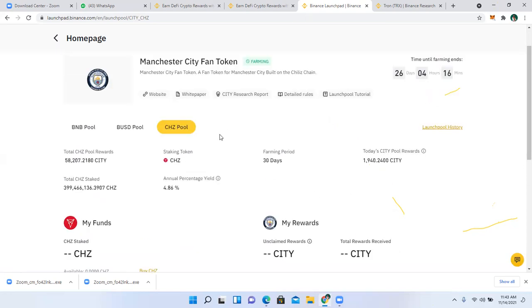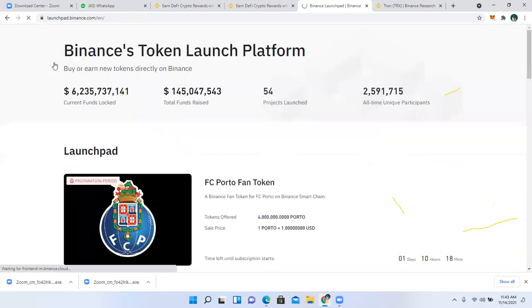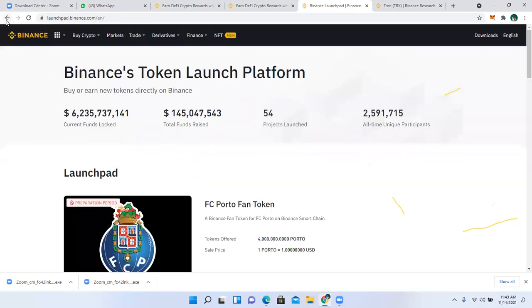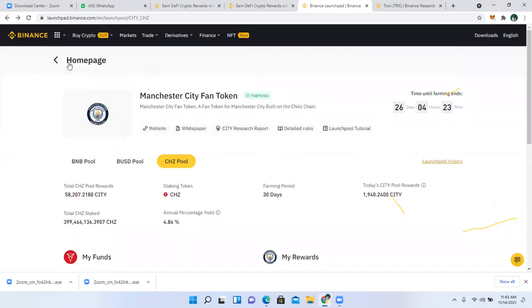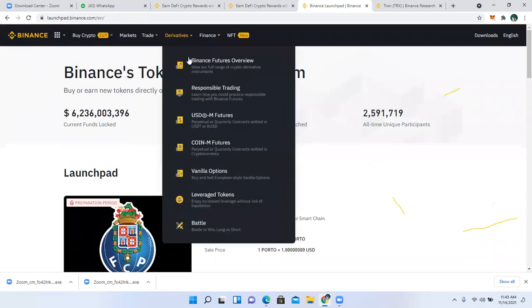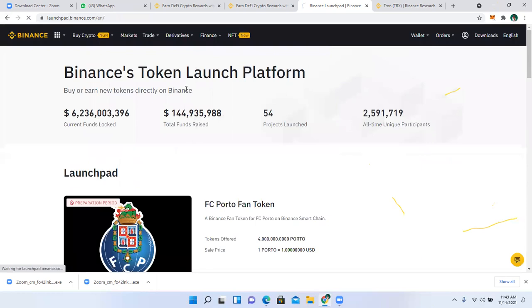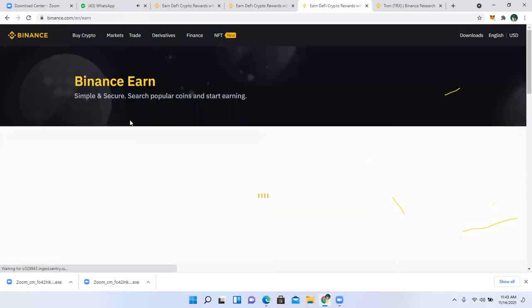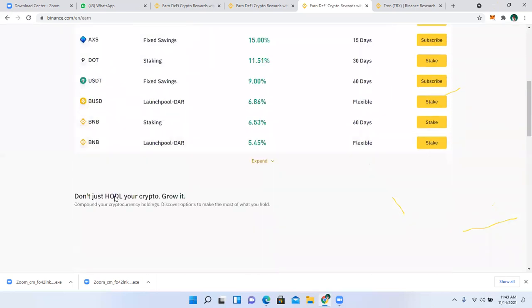It's not really as hard as it sounds, but if you go home and do your research, you'll know more about it, right? There are many interesting ways to earn money from Binance, and these are just some of the ways: Binance launch pool and what have you. So I want to show you guys just one more thing, and then we'll call it a night.